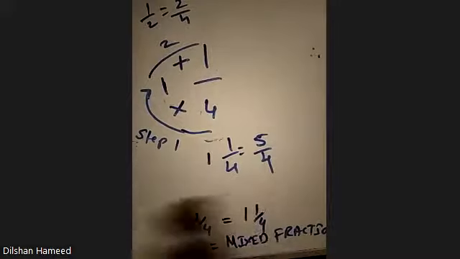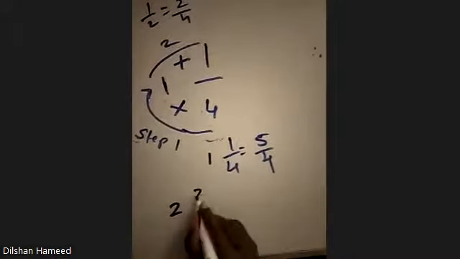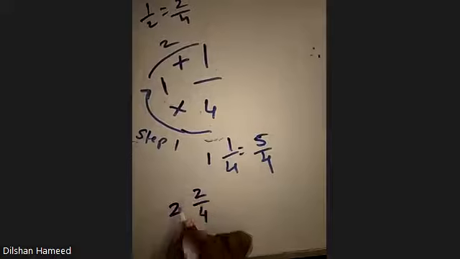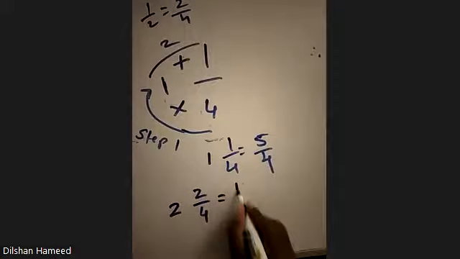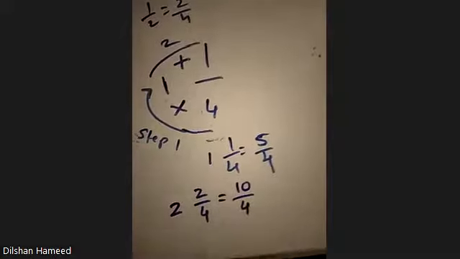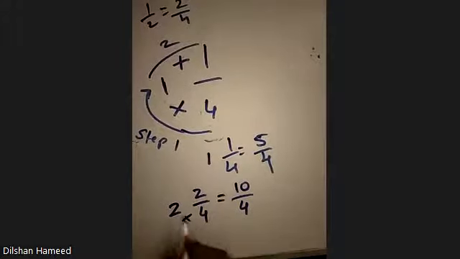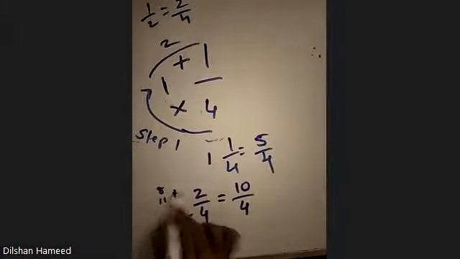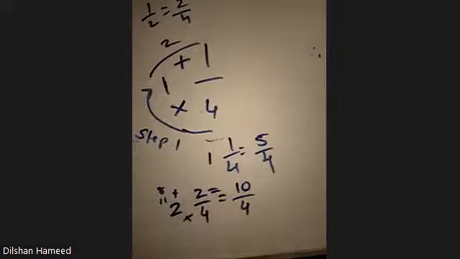Let me do another mixed fraction. For example, you have 2 and 2 upon 4. What do you do? First, you multiply this 2. So 4 2s are 8. And then you have to add the 2. 8 plus 2 is how much? 10 upon 4. So what you do is 4 multiplied by 2, and then you get the answer, which is equal to 8. And then you add this 2, which is equal to 10.